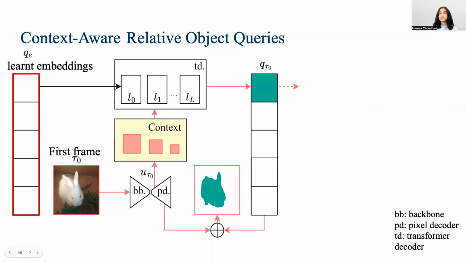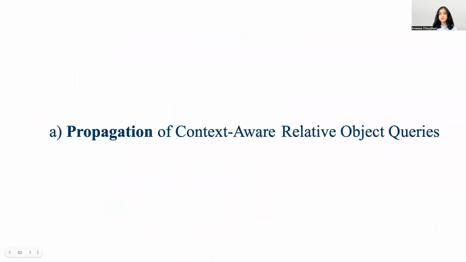The learned embeddings QE are modified in the transformer decoder in the presence of multi-level image features U tau naught obtained from the pixel decoder. These act as context. Q tau naught represents meaningful object queries, which produce the segmentation masks. We use relative positional encodings, which we shall discuss later. We first discuss the propagation.